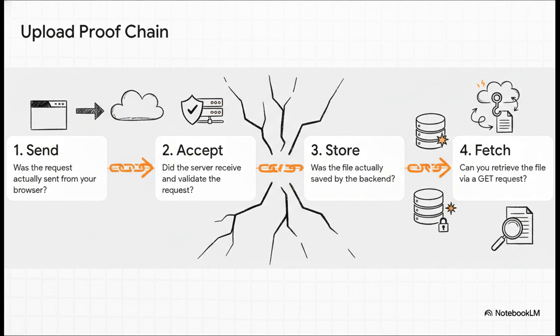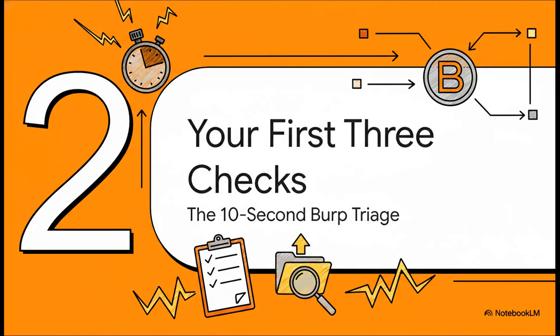This right here is the heart of it all. Everything comes back to these 4 questions. Your job isn't to hope for a shell, it's to prove each link in this chain. Send, accept, store, fetch. If even one of these breaks, you haven't failed. You found the exact point of failure. You found your clue.